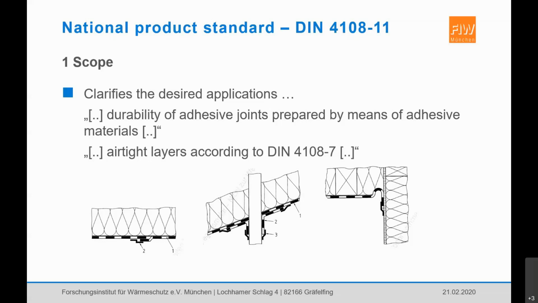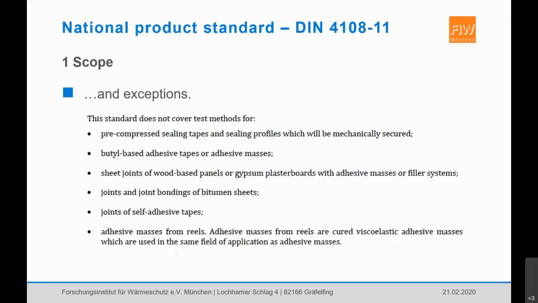From left to right, it's about the joints of flexible airtight layers, joints to check in construction products, or also to check in building materials, for example wood-based panels or other relevant materials. The scope does not only clarify the desired applications, but also the exceptions from the standard.